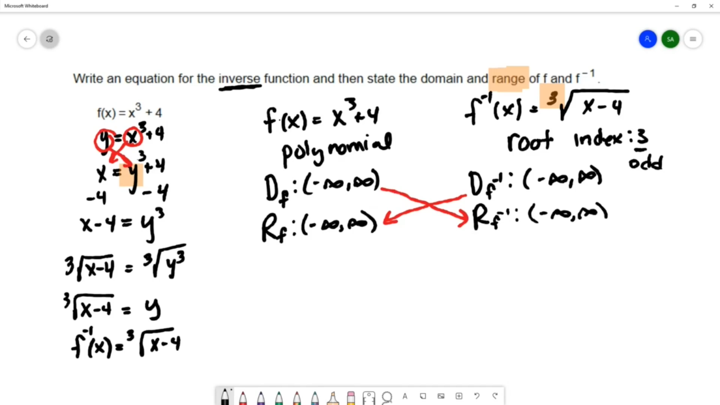So we now know that the range of f is all real numbers, negative infinity to infinity, and the range of f inverse is all real numbers, negative infinity to infinity.